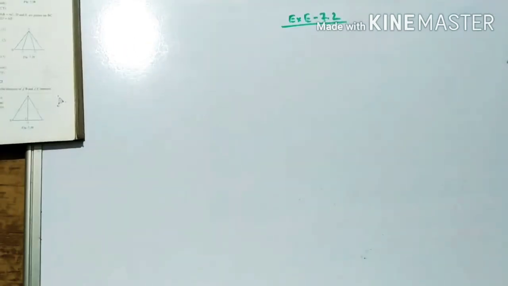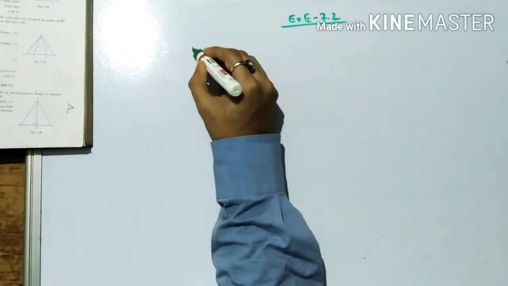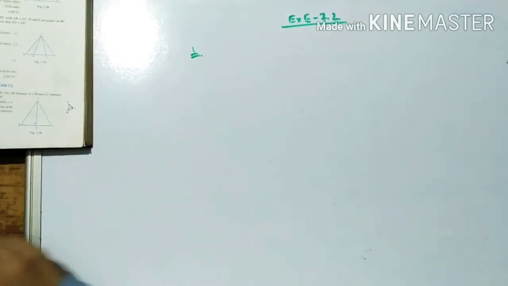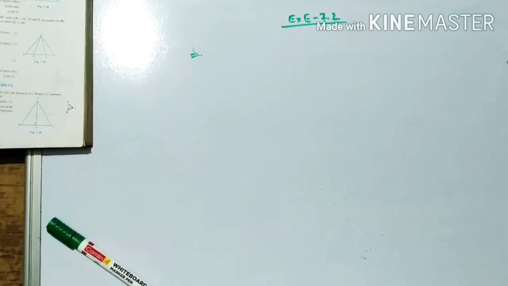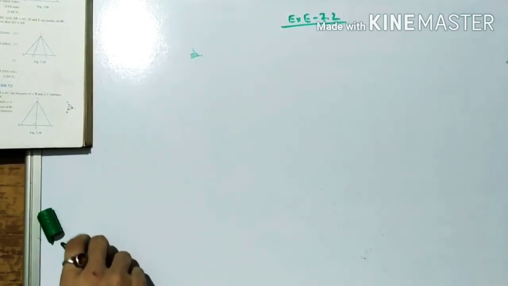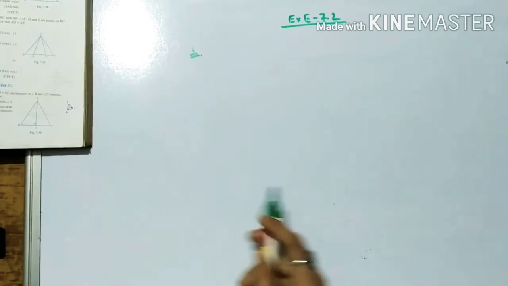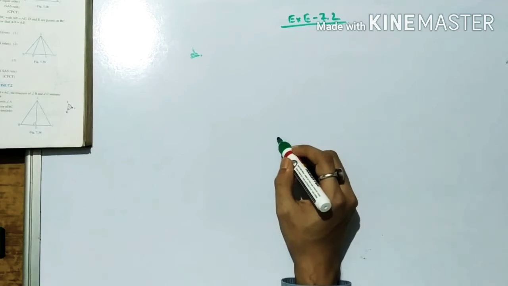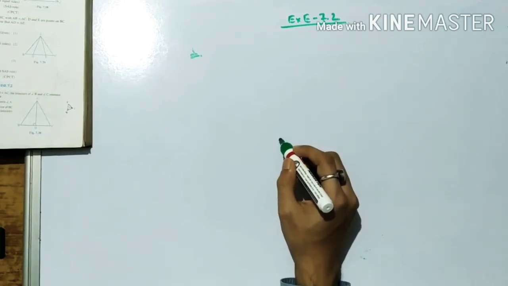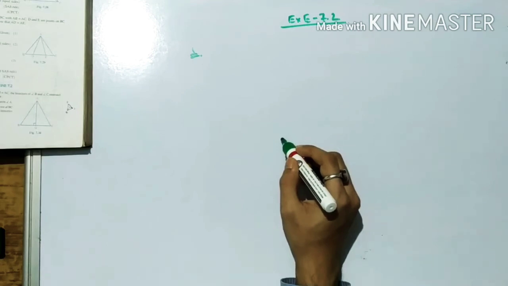Let me draw. First question. So the first question is saying, in an isosceles triangle ABC, with AB equals AC, the bisectors of angle B and angle C intersect each other at O. Join A to O so that OB is equal to OC, OA bisects angle A.